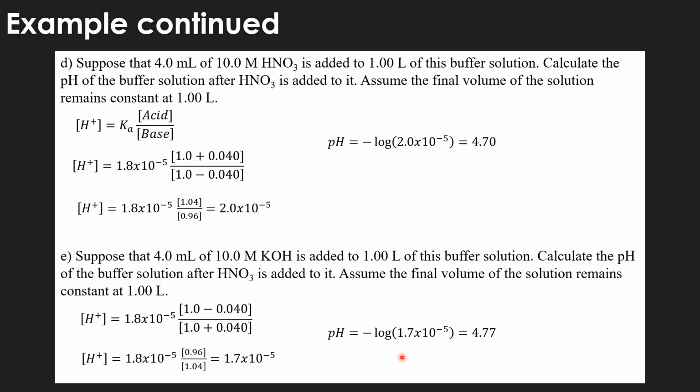We add acid, we drop it down a little bit to 4.7. We add base, we raise it a little bit to 4.77. But we're not getting a drastic change in the pH. It's a slight change. So that reflects that buffer region on our titration curve, where it's almost flatlining, but not quite.